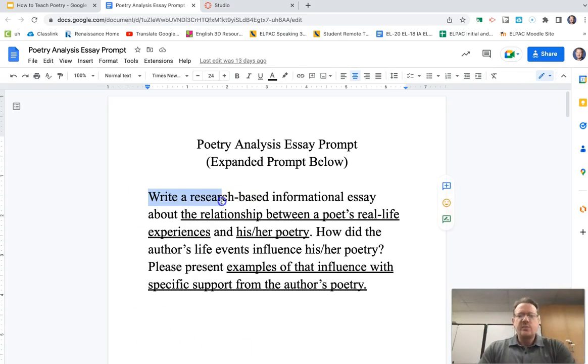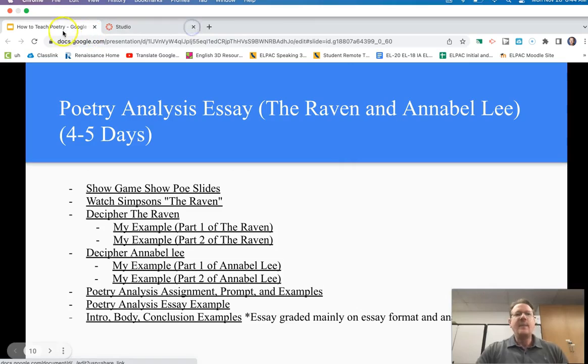Write a research-based informational essay about the relationship between a poet's real-life experiences and his or her poetry. How did the author's life events influence his or her poetry? And please present examples of that influence with specific support from the author's poetry. Now, I'm going to explain this prompt later, and I'm going to explain where this came from. So that being said, let me show you.